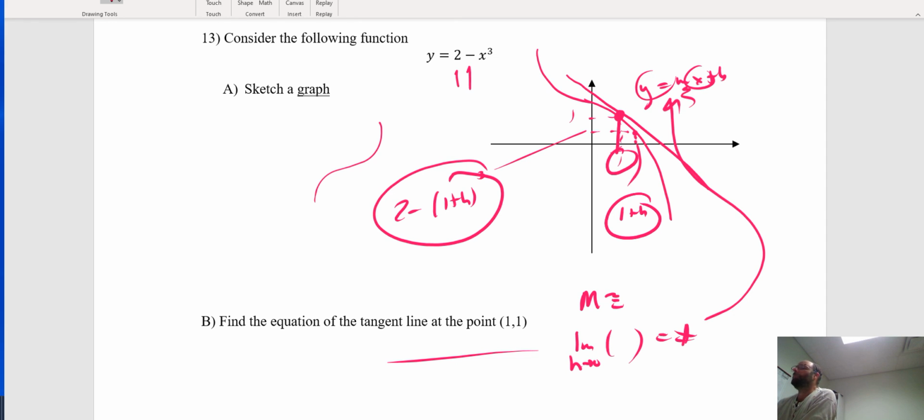Now, some of you, especially if you've had a little bit of work with calculus, or maybe you started section 2, are probably saying, can I just calculate the derivative of this thing, which is minus 3x squared, and use that to get the slope? And my answer is going to be, you can, but you won't get full credit.